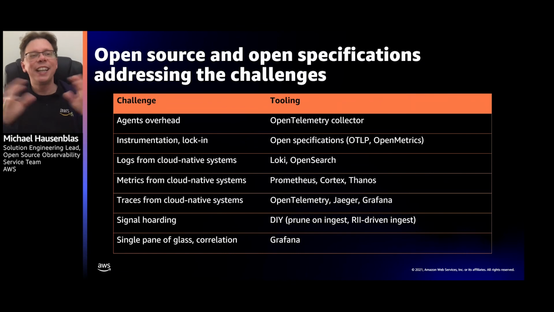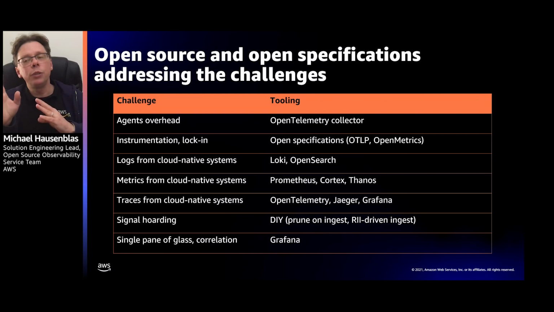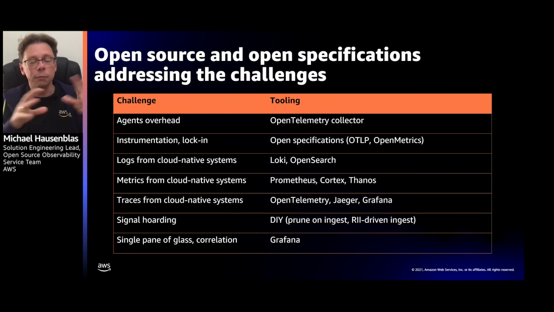So how do these different challenges that we went through map to the open source tooling and specifications we discussed? Well, the agent overhead, so having to run multiple agents, is more or less trivially resolved going forward through using OpenTelemetry, the OpenTelemetry collector. The same is also true for instrumentation. So if you're using OpenTelemetry, it's relatively easy to move from one destination to the other. And as I said, for metrics, you want to use OpenMetrics as a format to emit.